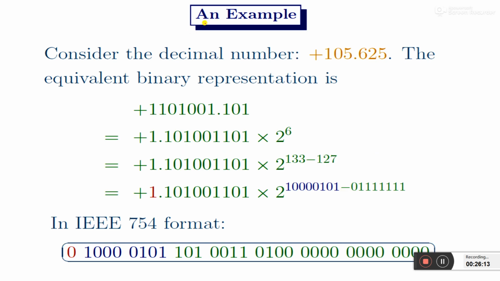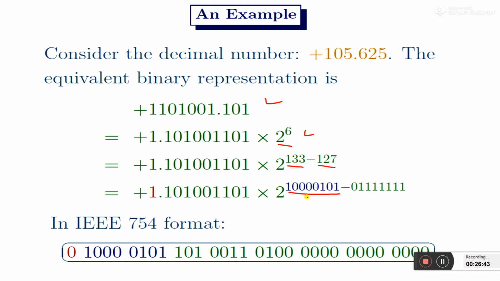Another example is the decimal number plus 105.625. I have put 105.625 in binary form like that, 1.1001 into 2 raised to the power 6. Now I have to normalize this number. For the normalization process, I have to see how this 6 comes out when I add 127 to it. So it is 133.